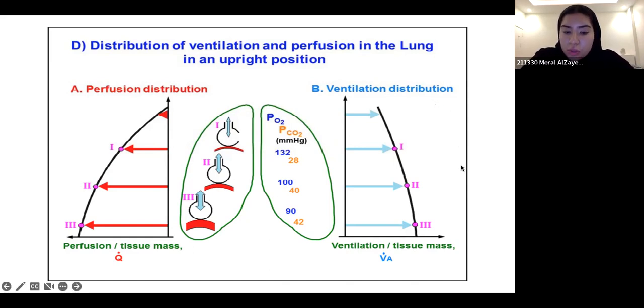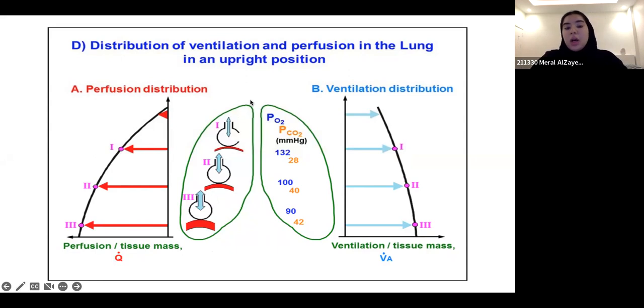To understand the normal distribution of ventilation and perfusion, you need to understand that the lung is divided into 3 zones. Zone 1 here, zone 2 here, and zone 3. If you focus on the left side, which is the perfusion distribution, as a quick recap, perfusion is represented by the Q, and perfusion is higher at the base of the lung. By the way, this is the apex and this is the base. The perfusion is higher at the base compared to the apex.